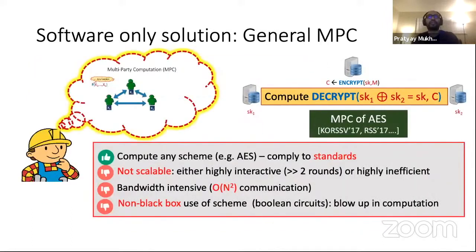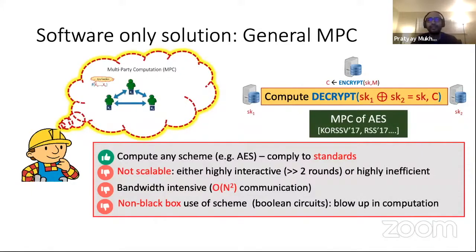So we want a software-only solution, but without any reconstruction. And the obvious question that comes up is whether to use general MPC. There are actually lines of work that do this generic MPC, where instead of reconstructing, they evaluate the decryption function without reconstruction and output the plaintext. The good thing about this approach is that it can compute any scheme, because general MPC can compute any function. For example, AES, which is a standardized encryption scheme, and that's how it can comply with the standards.